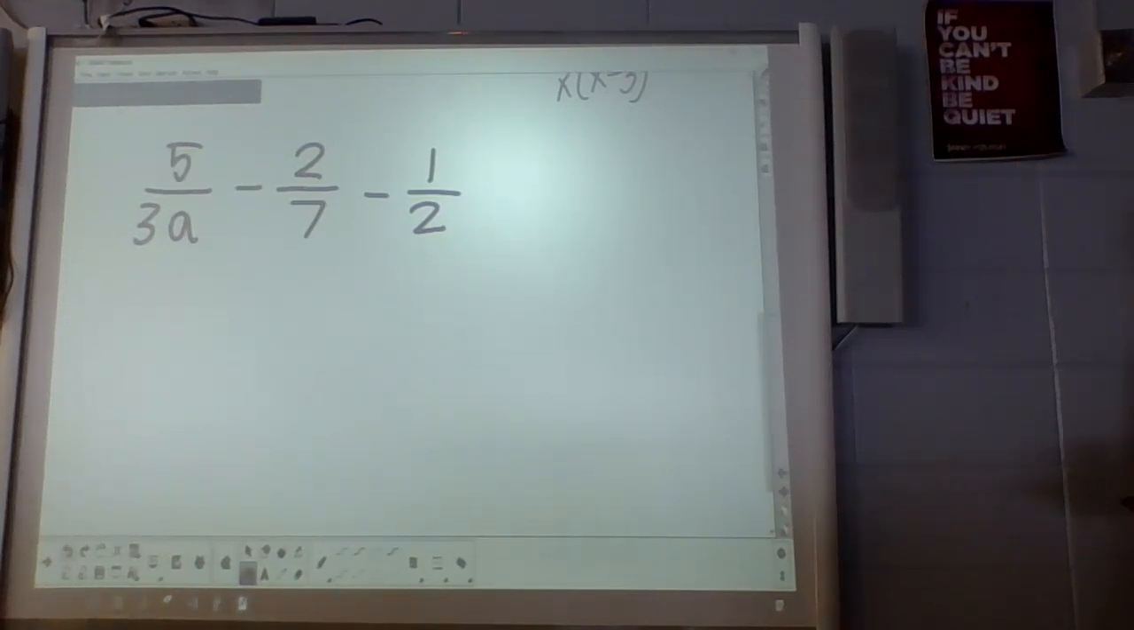Maybe one more. I'm seeing some fingers. All right, let's do one that doesn't have the factoring as much, the ones where you just have to talk about common denominators. Sorry, let me find a good one.